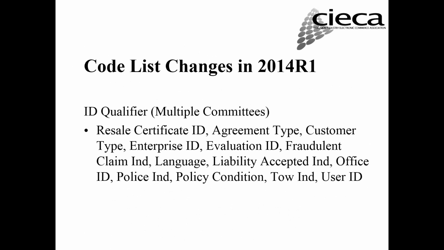Multiple ID qualifiers were requested by various committees, and as currently the main place to put name value pairs within our specification, we've added them for things like a resale certificate ID, an agreement type, a customer type, enterprise ID, evaluation ID, fraudulent claim indicator, language, liability accepted indicator, office ID, police indicator, policy condition, tow indicator, and user ID.